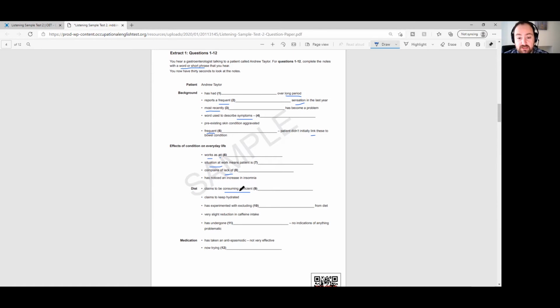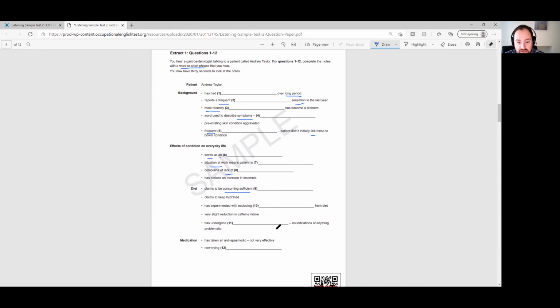Claims to be consuming sufficient what? Something in his diet, maybe enough protein, enough fiber, sufficient protein, sufficient fiber, something like that. These are going to be possible answers that we can listen out for.